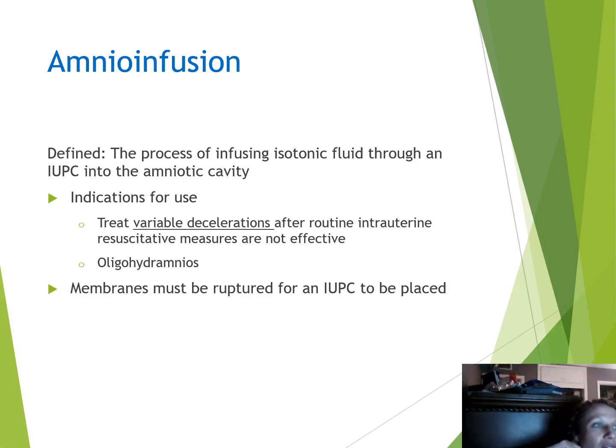So when we have either low amniotic fluid or no amniotic fluid, say her membranes have already ruptured, we don't have that same nice, wonderful environment for that cord to float around. So we can use an intrauterine pressure catheter, that internal contraction monitor, and infuse fluid through it into the amniotic cavity. That's the reason why we do amnio infusion.